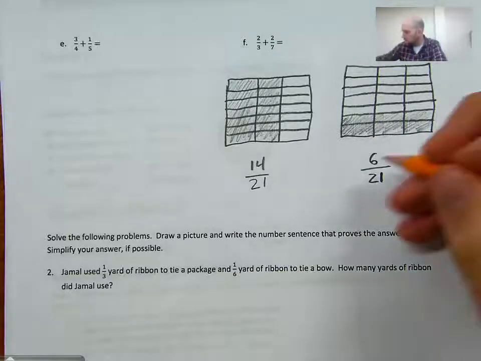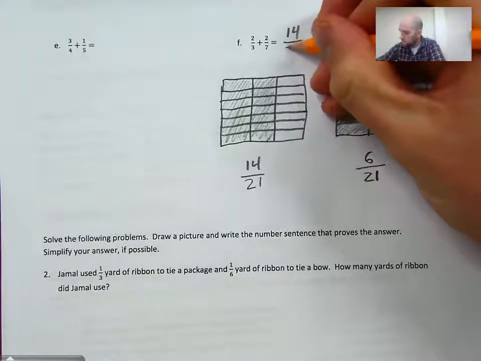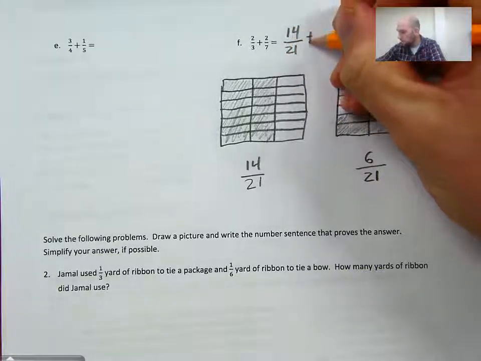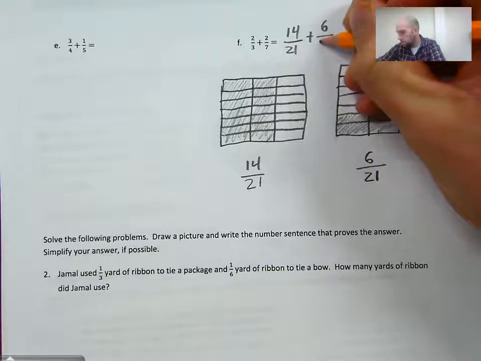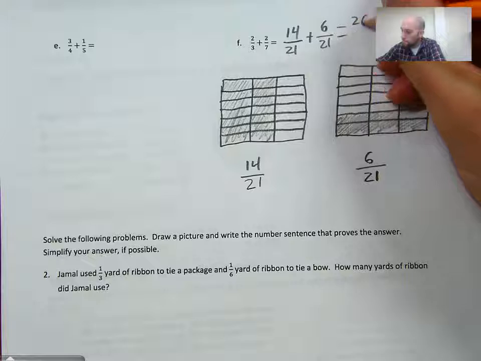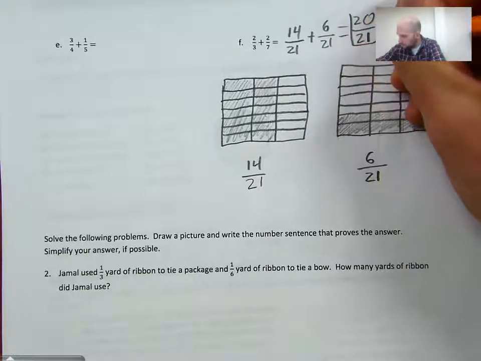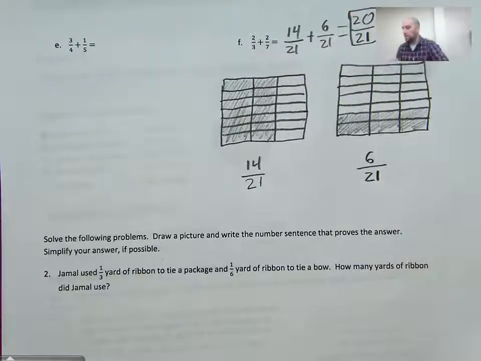All right. So now we have to add 14 twenty-firsts plus 6 twenty-firsts. We're going to get 14 plus 6 is 20. 20 over 21. And that will be our sum.